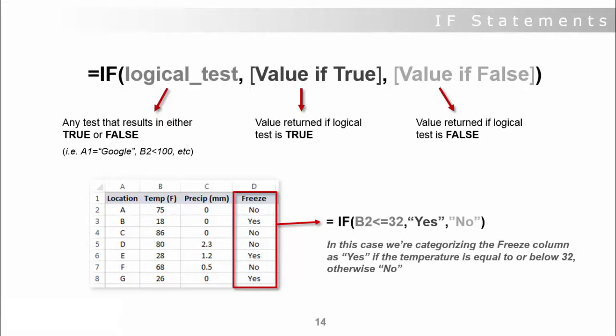Next, you've got value if true. This is what you want Excel to return or to do if your test proves true. So you could just put a number or a text string here. You could also put a formula, in which case Excel would evaluate that formula if your logical test was true. And then, as you might expect, value if false does the same thing. It's what you want Excel to do in the case that your logical test is false.